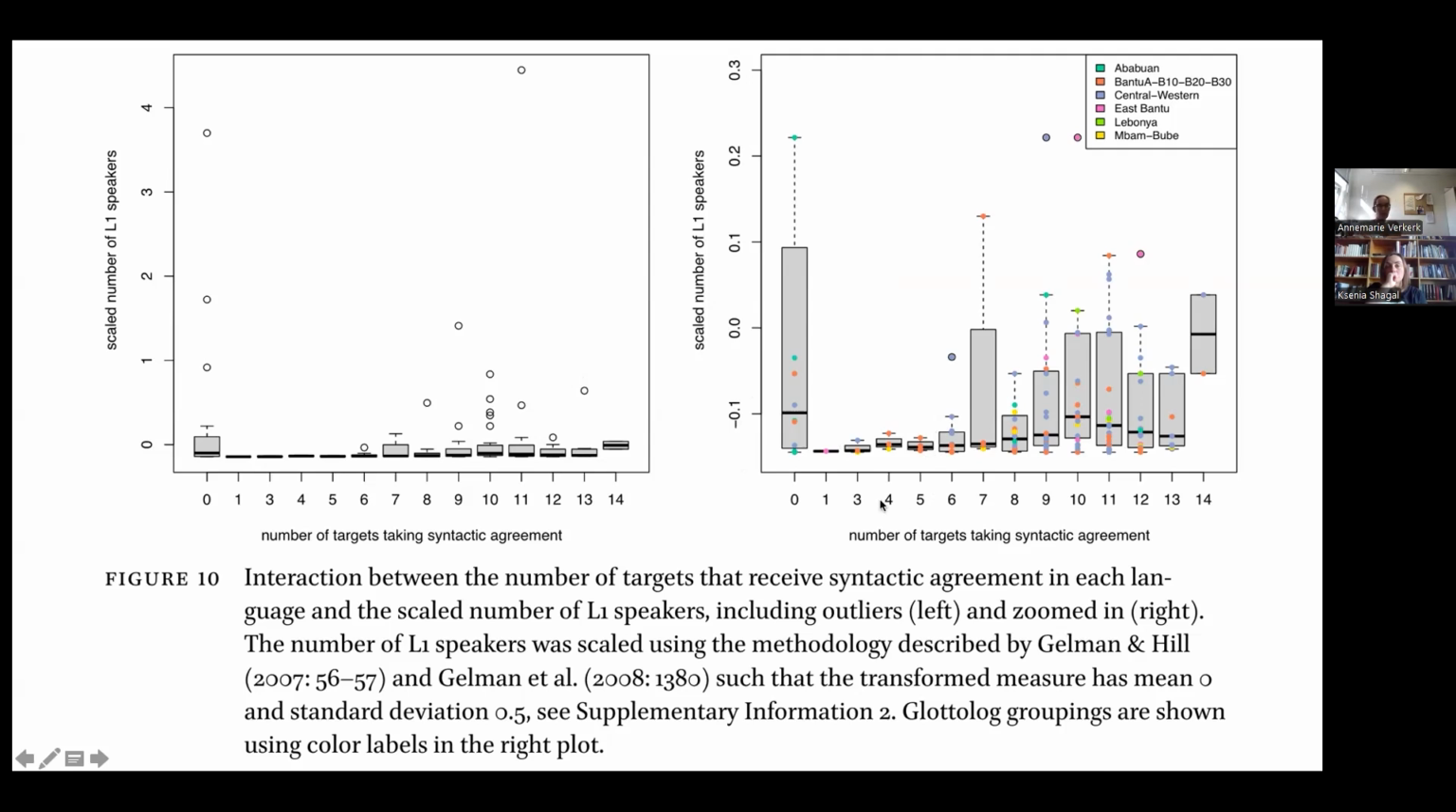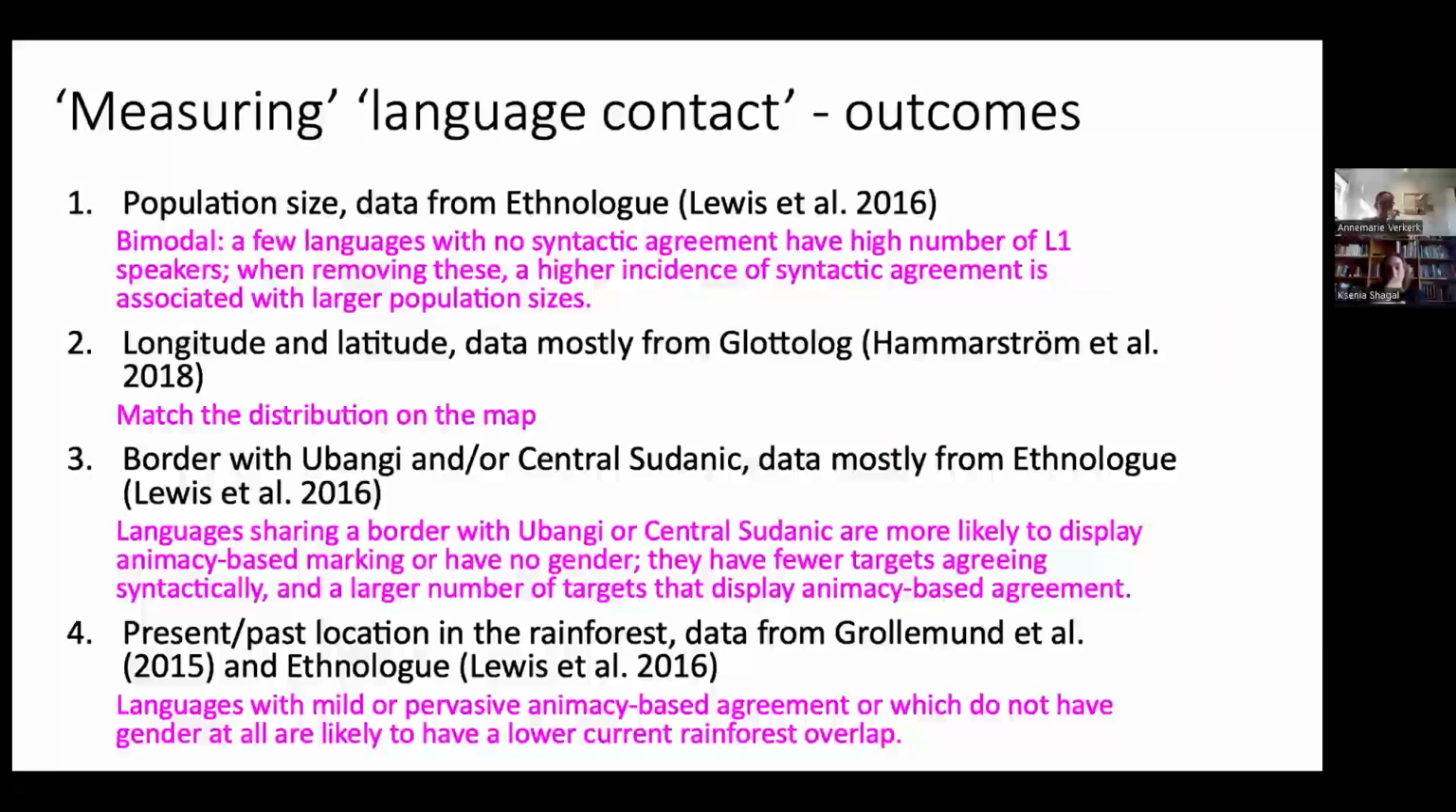And what matters here are these outliers, these 5, 6 outliers. So there's 3 here, but there's also a couple here that trigger that effect. If you actually throw those out and you repeat the analyses, the effect goes the other way. So what happens with population size is that it's bimodal. A few languages with no syntactic agreement have a high number of L1 speakers. If you remove these, a higher incidence of syntactic agreement is actually associated with larger population sizes. So there are different effects going in different directions.